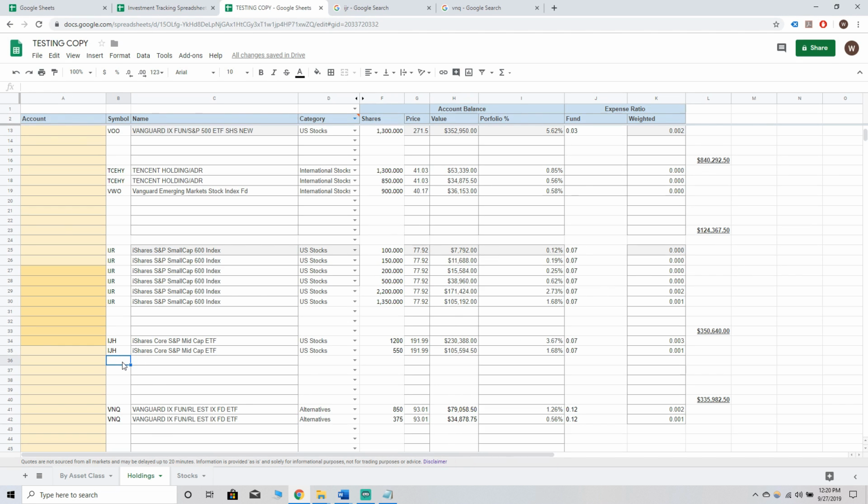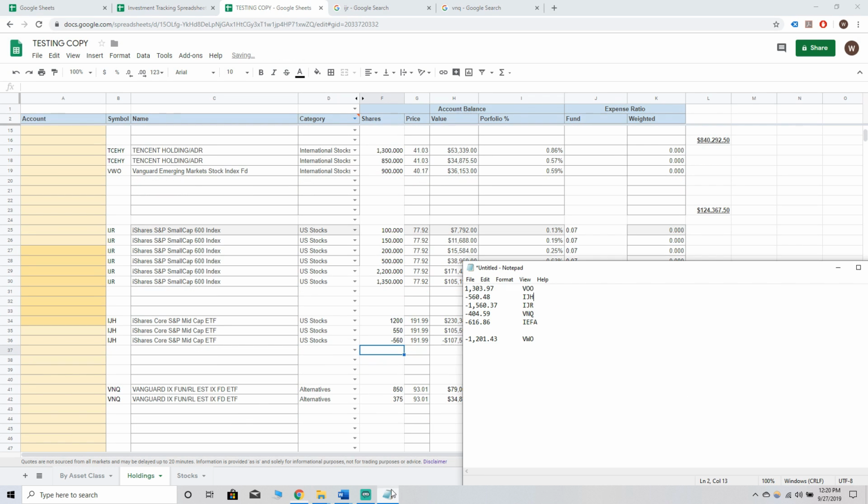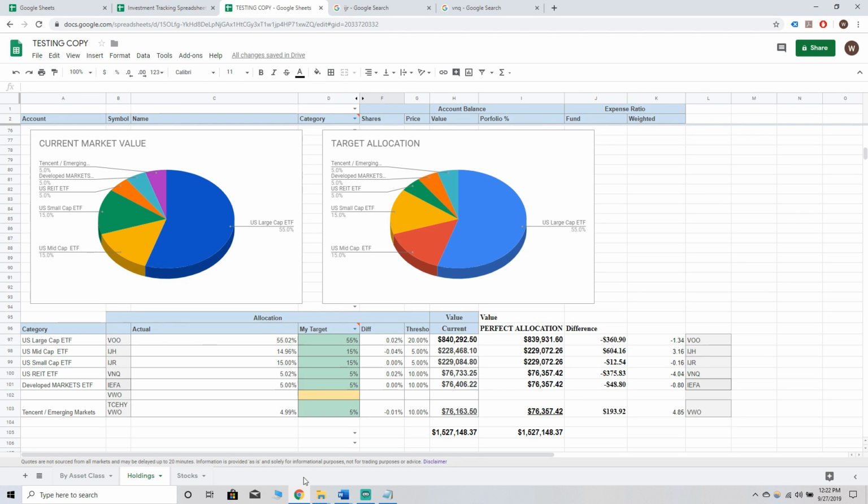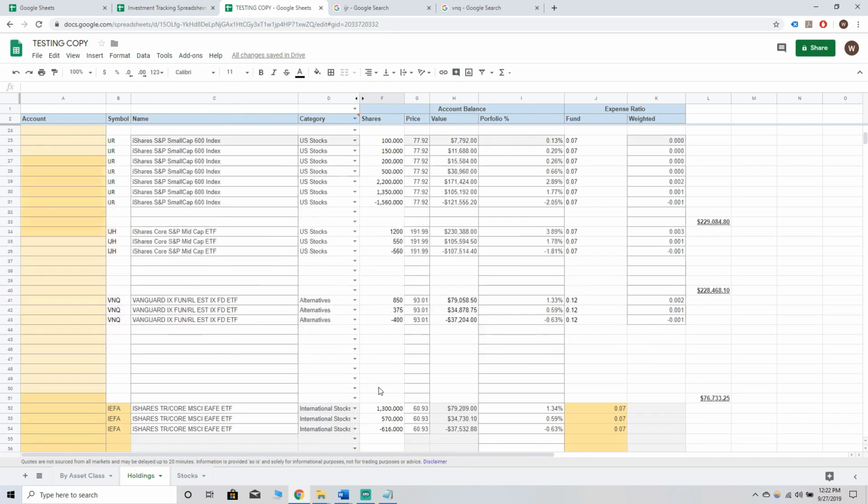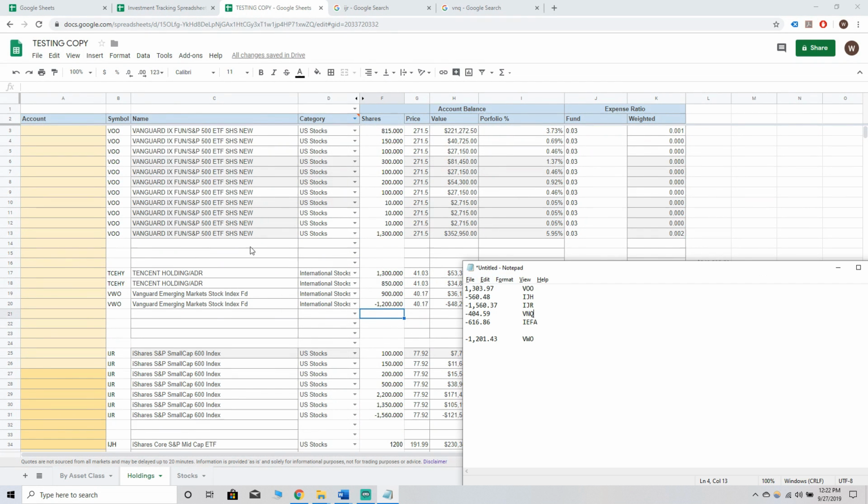As you can see, the current value is going to change here. For IJH, we're supposed to do minus 1560, which would be selling. So we're going to do that. And I'm going to do the rest off camera. Alright guys, we're back and I've executed all the trades.